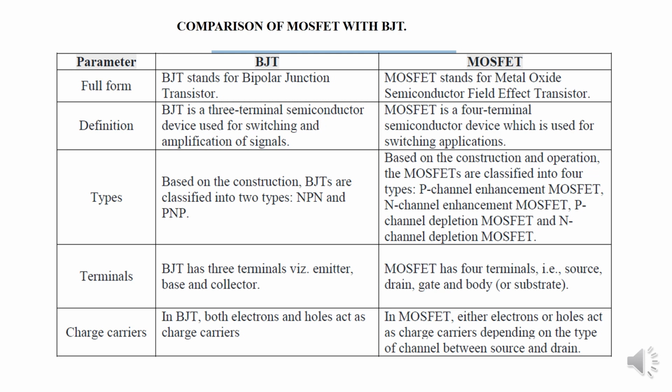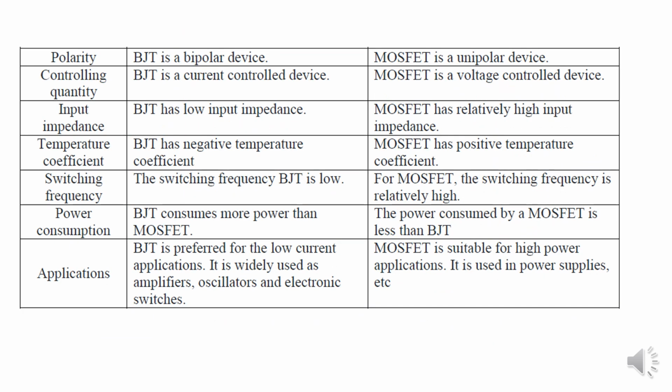MOSFET is classified into P channel enhancement MOSFET and N channel enhancement MOSFET, P channel depletion MOSFET and N channel depletion MOSFET. The terminals of BJT are emitter, base and collector, and the MOSFET terminals are source, gate, drain and body. Regarding charge carriers, in BJT both electrons and holes act as charge carriers. In MOSFET either electrons or holes act as the charge carrier depending upon the type of channel between the source and the drain. On polarity, BJT is a bipolar device and MOSFET is a unipolar device.